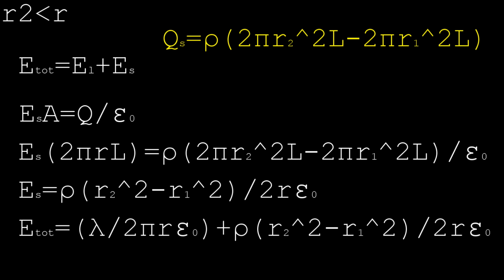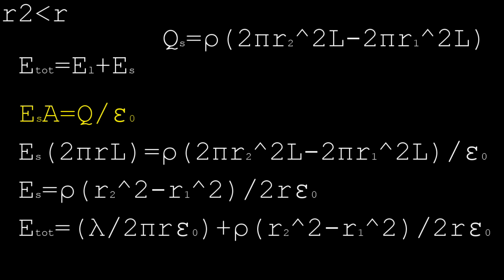We use this because this is the total volume of the shell, and because r is greater than r2, the Gaussian cylinder that we're going to put around this will enclose the entire charge of rho and its entire volume. So that's why we use r2 squared minus r1 squared, because that is the total volume of that shell.